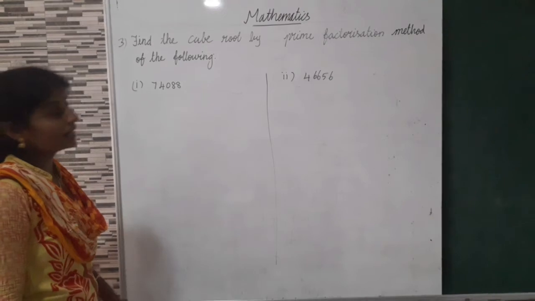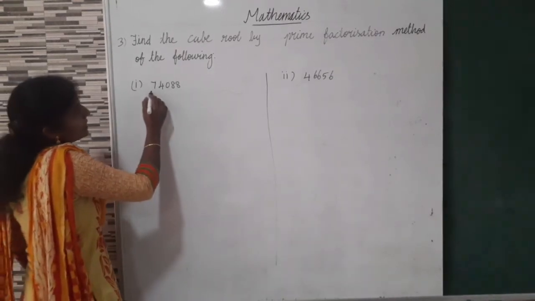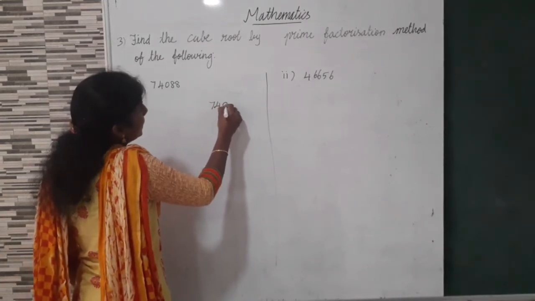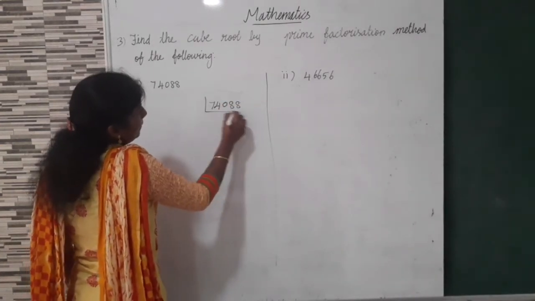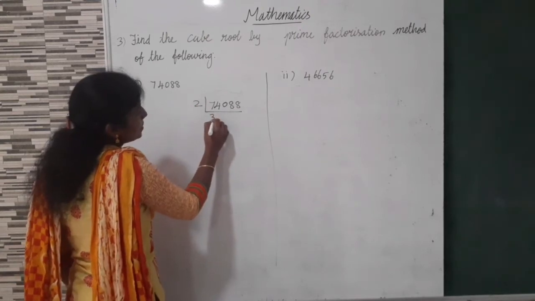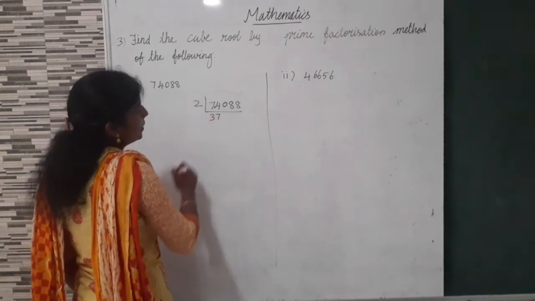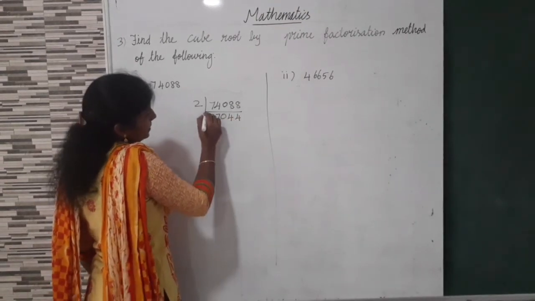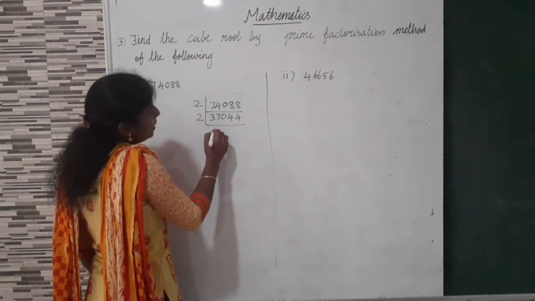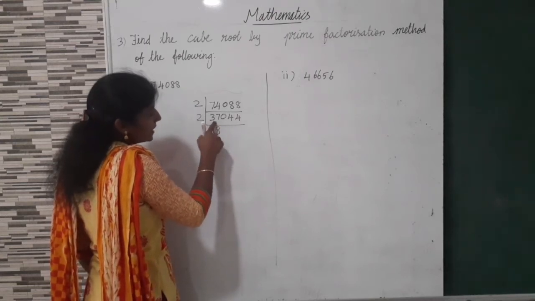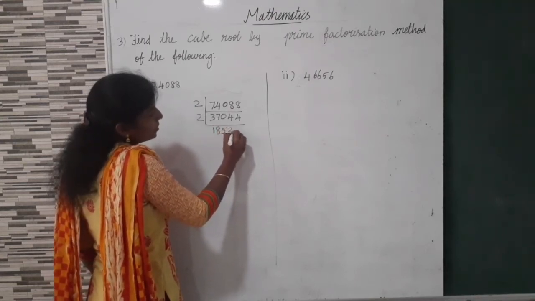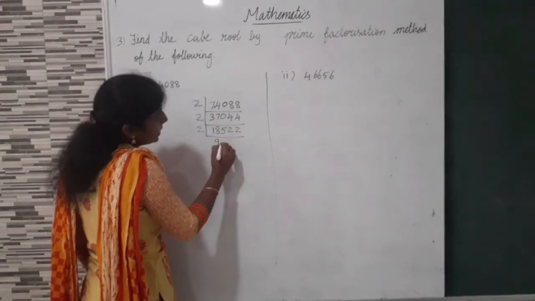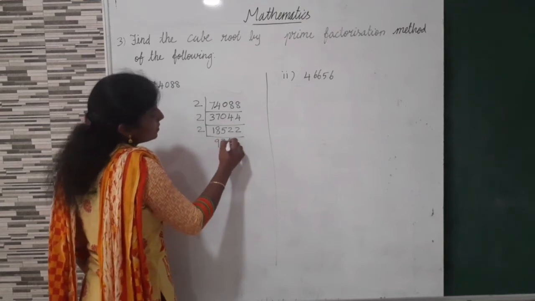Using prime factorization method. Now here 74,088. We can use 2 table. 3 2s are 6. 7 2s are 14. 0. 4 2s are 8. Again 2 table. 1 2 is 2. 8 2s are 16. 5 2s are 10. 2 2s are 4. Then 9 2s are 18. 2 2s are 4. 6 2s are 12.